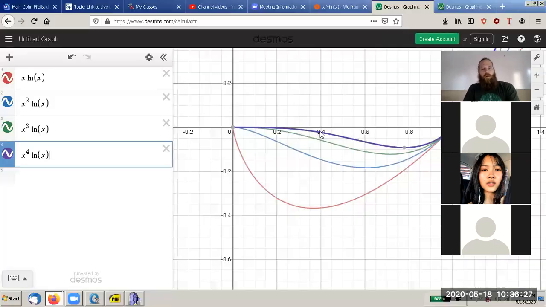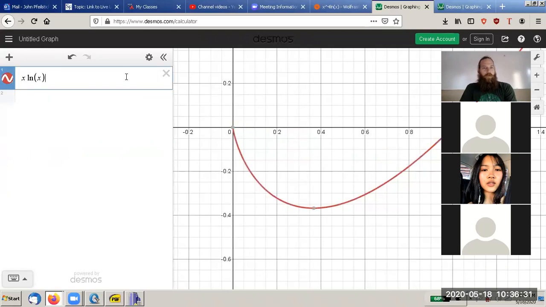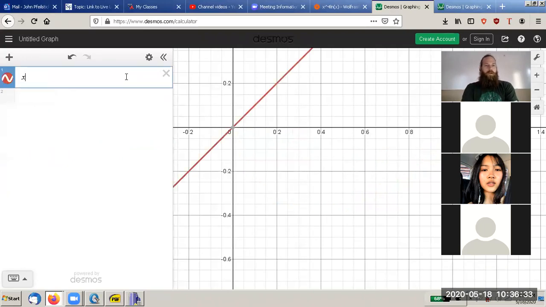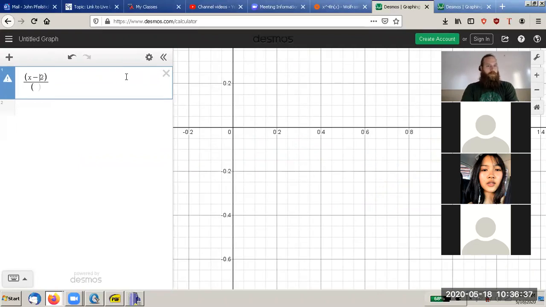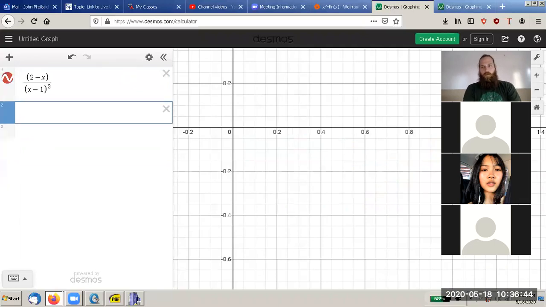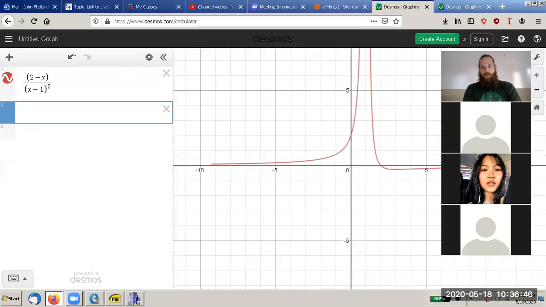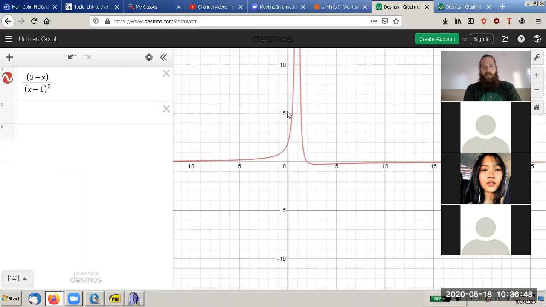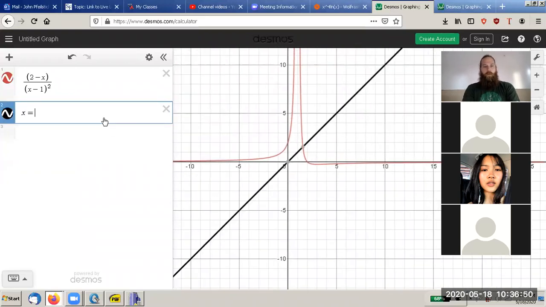You can always verify. Desmos is your friend, so don't be afraid to use it. Let's verify. Oh, 2 minus x, not x minus 2. And then zoom, zoom, zoom, zoom, zoom. Yeah, just like we thought, right? So at x equals 1, the thing blows up.